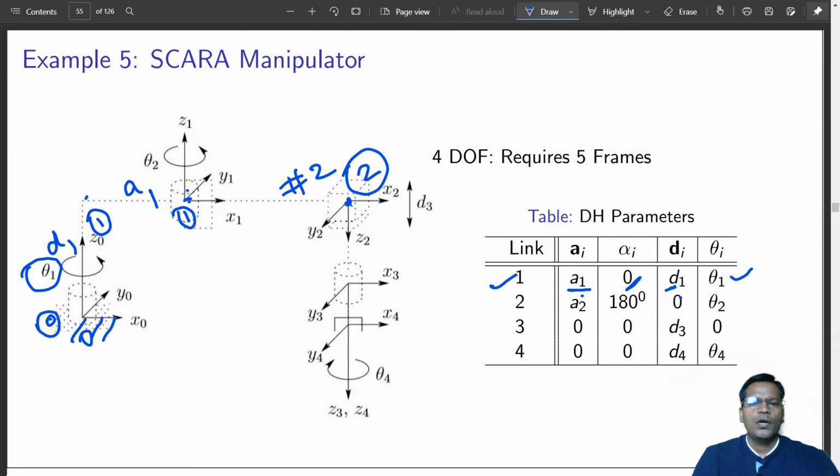This is frame 2. Frame 2 is placed at the end of link 2. This has a prismatic joint which can go up and down, which can make point 3 go up and down. That means the z2 axis should be like this, and the common normal between z1 and z2 will be x2.